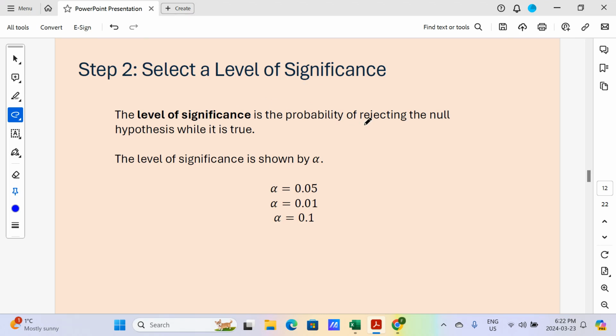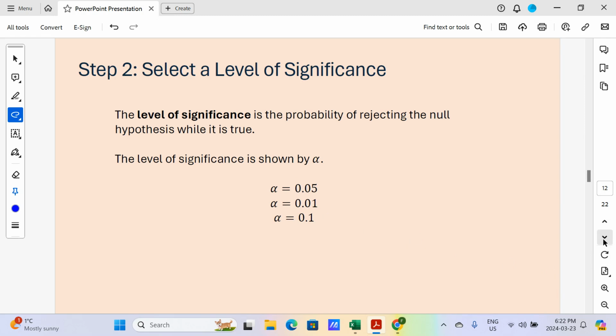Okay, if based on a sample we reject H0 while it's correct, it means we have made a type 1 error that has a chance or probability of alpha. Okay, so alpha is a probability, it's an area. So there are accepted values for alpha: 5%, 1%, and 0.1.